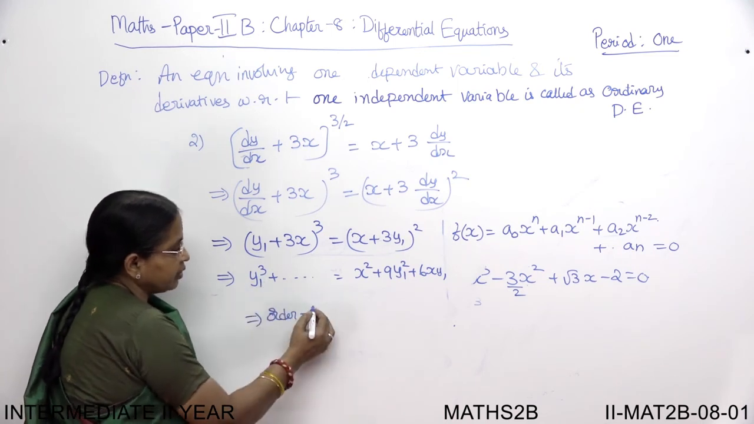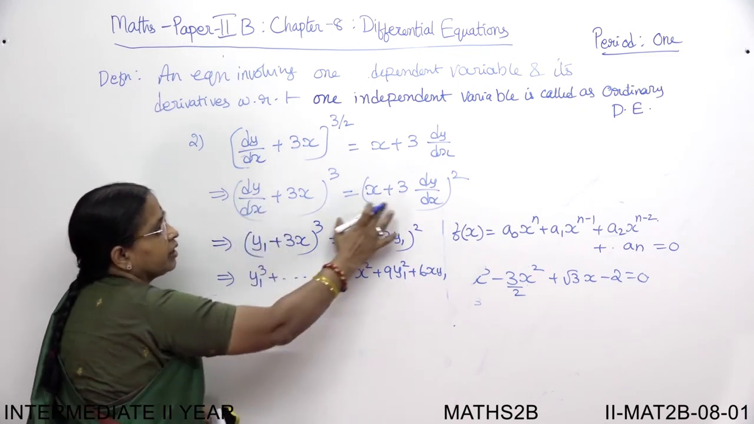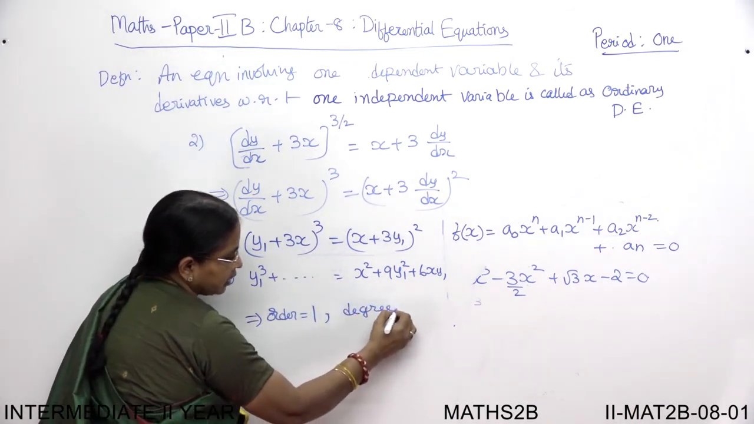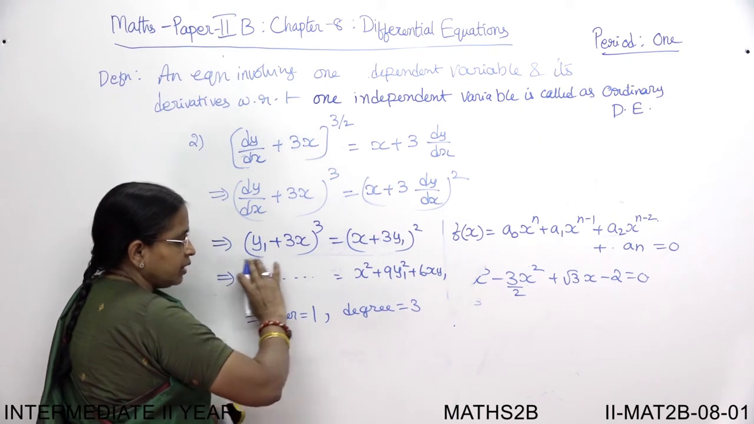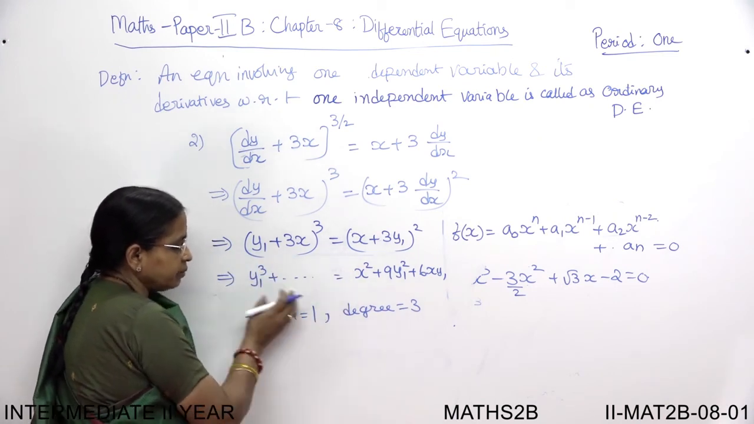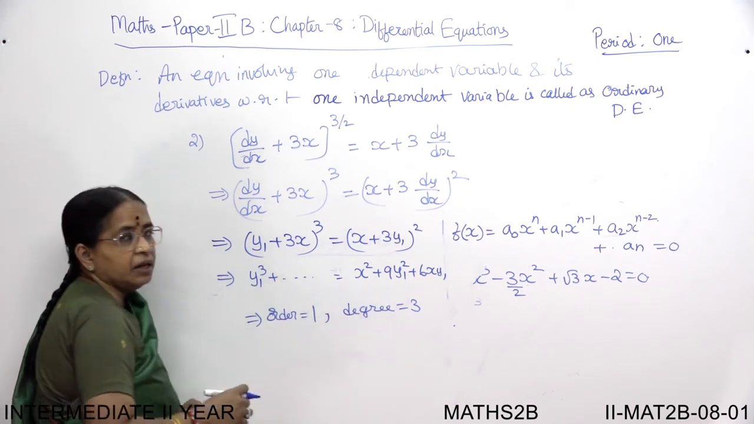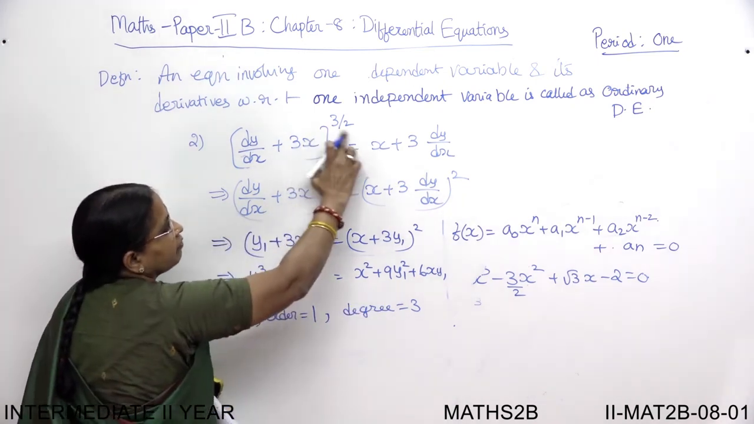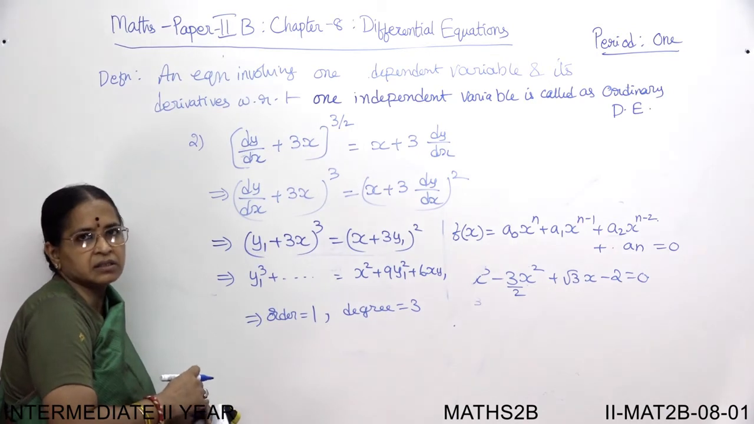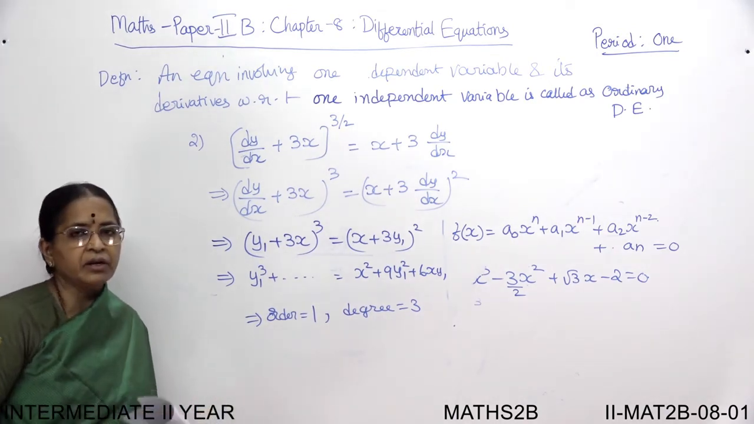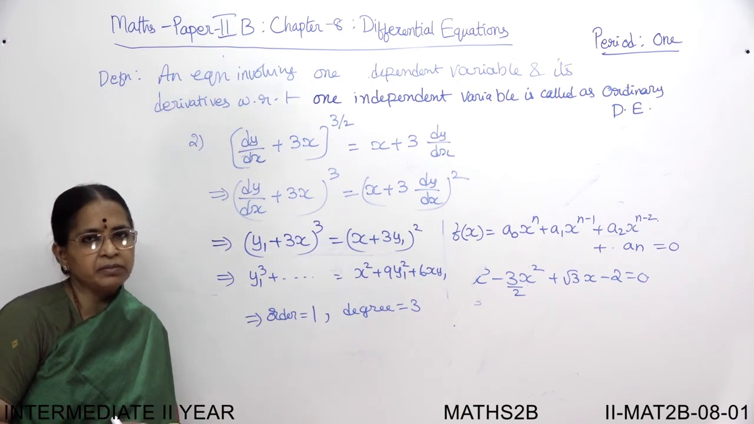Order is 1 because you have dy by dx, the first order derivative only. Order is 1 and then degree is 3. So in the equation, the highest power of the highest order derivative becomes the degree when the equation is made free from radical signs like this. Let's stop. Now we'll write down the definitions and a few problems as homework.